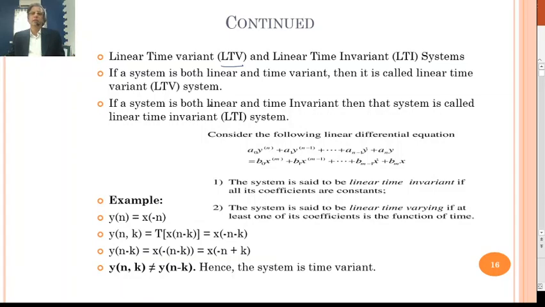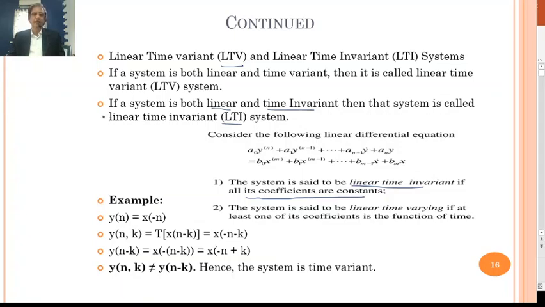And the system which is both linear and time invariant is called the LTI system. Now if the system is represented in terms of a differential equation, then by observing the coefficients, we can say whether the system is time variant or time invariant. A system is said to be linear time invariant if all its coefficients are constant.